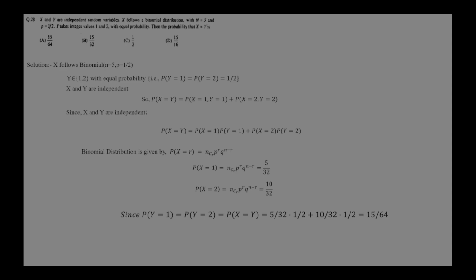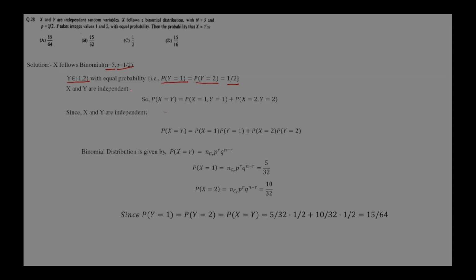Now, x and y are independent random variables. X follows a binomial distribution with n equal to 5 and p equal to 1 by 2. Y takes the integer values 1 and 2 with equal probability. Then we need the probability that x equal to y. So, x follows the binomial distribution with n equal to 5 and p equal to 1 by 2. Y belongs to 1 and 2 with equal probability, that is, probability of y equal to 1 equals probability of y equal to 2 equals 1 by 2. No other option is possible.